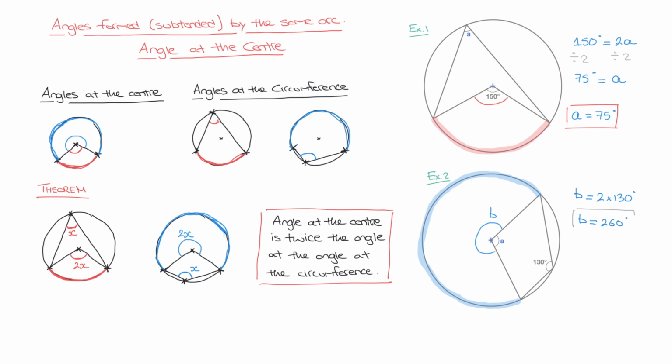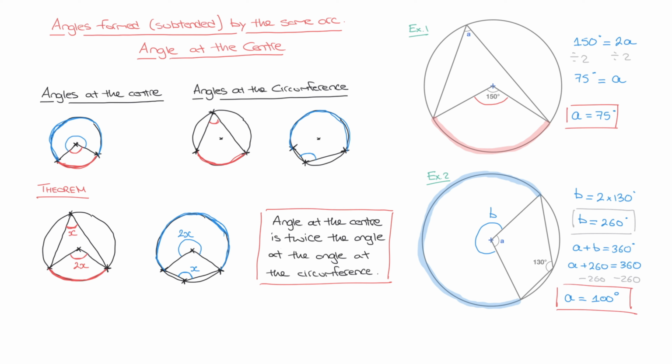Finally, now that we know what B is, we can calculate what angle A must be by using the fact that angles around a point must add up to 360 degrees. That is, A plus B must equal 360 degrees, and since B equals 260, this becomes A plus 260 equals 360. Now subtracting 260 from both sides of this equation, we get the answer. A is equal to 100 degrees. And we're done.